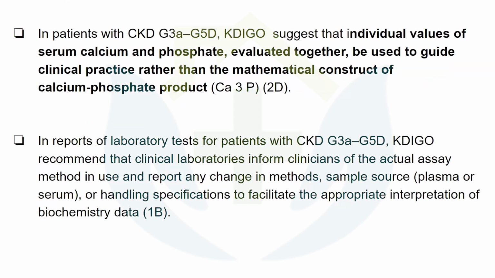Individual values of calcium and phosphate evaluated together should be used to guide the treatment options rather than the calcium phosphate product, as per KDIGO guidelines. And always when you order the lab test, we should be familiar with the assay used in our lab to get accurate reports.